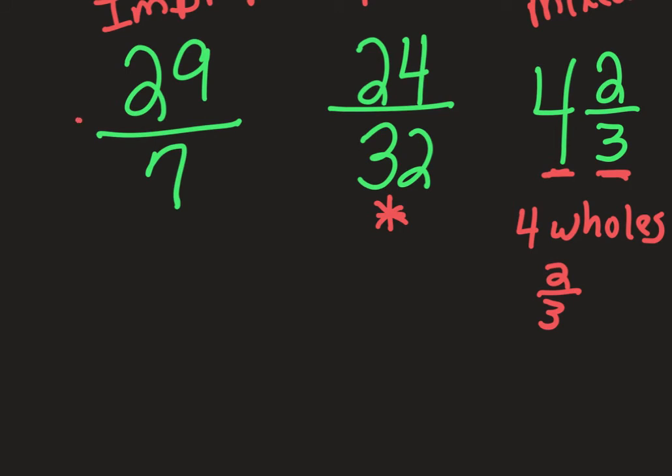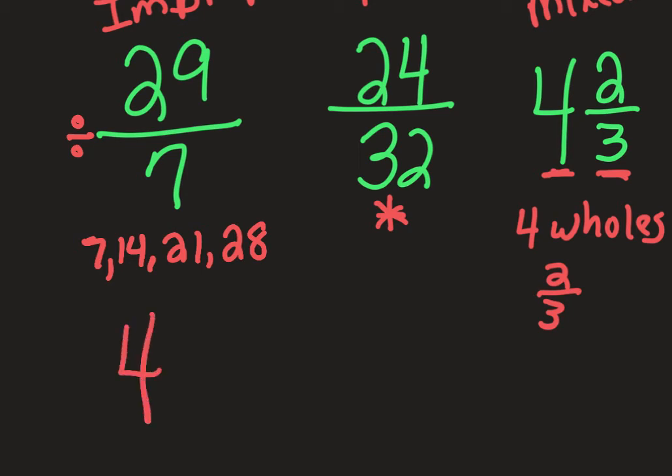I remember that the bar in the middle means to divide. So I can say my 7s and know 7, 14, 21, 28. So I notice that 7 will go into 29 4 times. But 7 times 4 is 28. There's 1 left over. And again, you always start with your denominator and end with it. So it would equal 4 and 1/7.